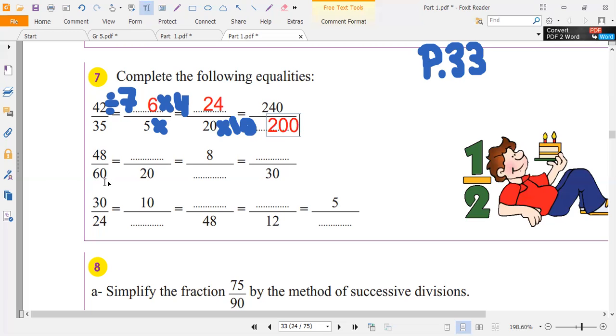Here 60 becomes 20, so we divide, it becomes smaller. So we divide the fraction by 3. 20 times what equal to 60? It is 3. So we divide 48 by 3 and we get 16.